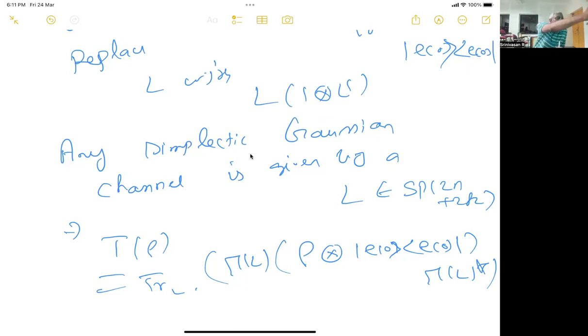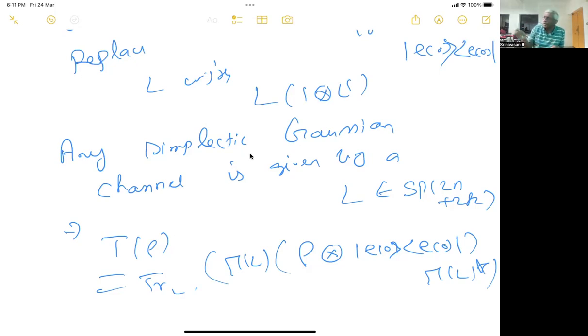If rho is a Gaussian state, rho tensor that vacuum vector is also a Gaussian state. If you conjugate by gamma L, it's still a Gaussian state. If you trace it out, it's still a Gaussian state. So this is a Gaussian channel, a symplectic Gaussian channel. I wrote it Gaussian channel, but it follows: if rho is a Gaussian state, this is a Gaussian channel. So we can actually calculate it.